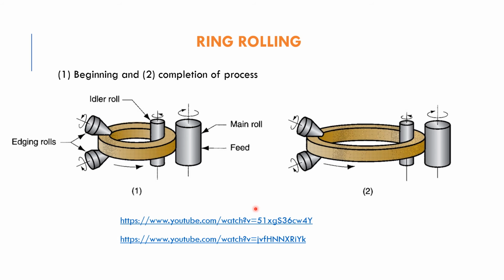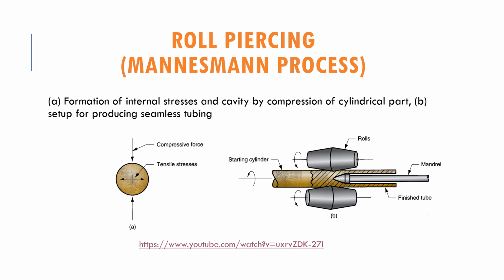You can refer to the video using the links that I've put inside here for better understanding of the ring rolling process. The last process is roll piercing. In roll piercing, we want to create a hole inside a tubular part like this one. The work material will be compressed from the top using this roller, and it will expand on the other side.